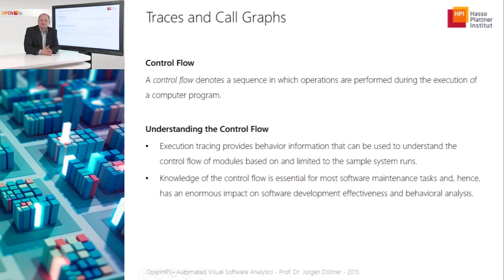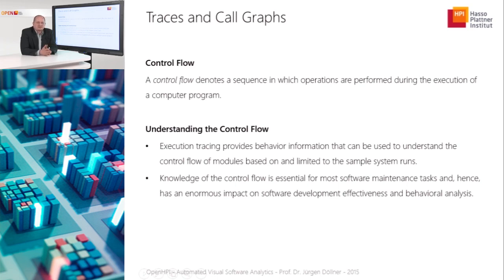Now let's go on to define trace and call graph as well as control flow. Control flow is the underlying concept that we will investigate by means of execution tracing. A control flow in general denotes a sequence in which operations are performed during the execution of a computer program. Sometimes control flows are modeled in advance during the design of a software system, for example by unified modeling language sequence diagrams. But we are interested in the actual control flows a system shows when it is executed.